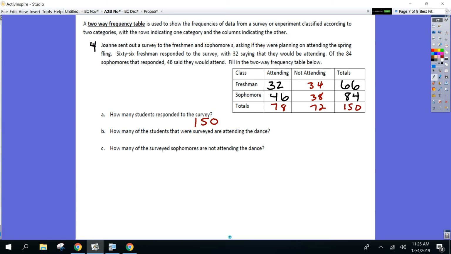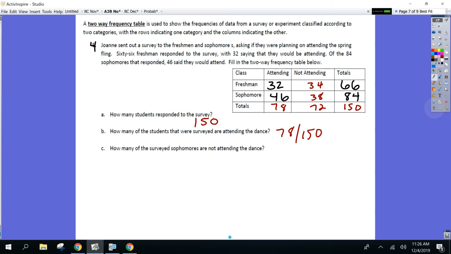How many students surveyed said they were attending the dance? Okay, it's not a probability. Some of you have this, 78 out of 150. That's like a fraction of a student attending. Everyone see it? I'm not asking for the probability, I just want to know how many. Everyone see the difference? It just says how many students.